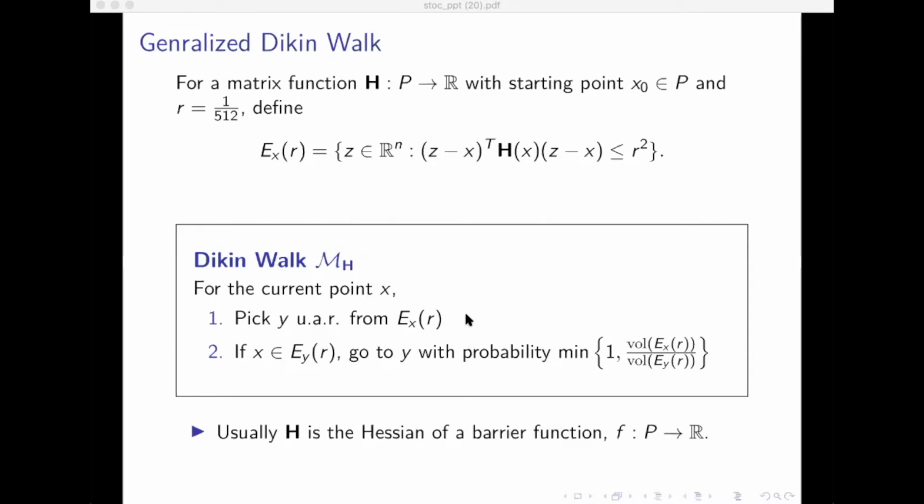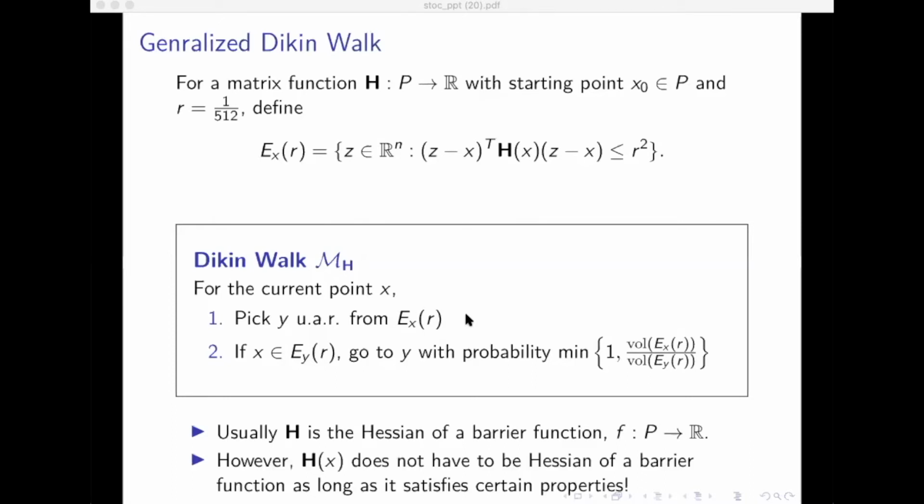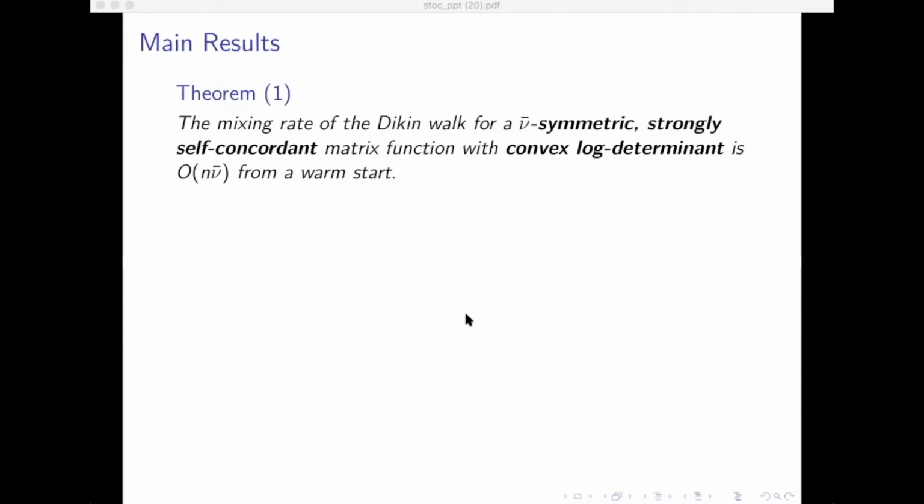Usually, H is the Hessian of a self-concordant barrier function, as in the case of the standard Dikin walk. However, to ensure polynomial mixing, H does not necessarily have to be the Hessian of a barrier function, as long as it satisfies certain properties. Our main result proves fast mixing for the generalized Dikin walk, satisfying certain properties, which we will define shortly.